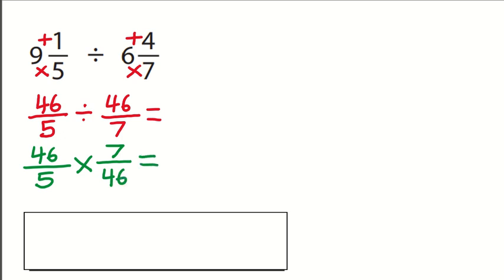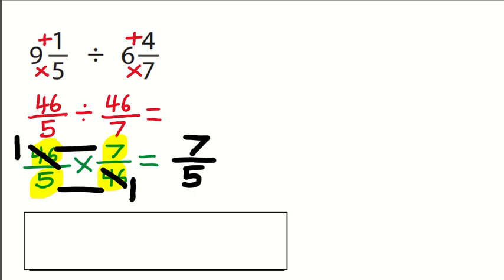Now, let's look at our diagonals. What is the biggest number that goes into 5 and 7? Well, the biggest number is 1, so that's not going to help us. Let's look at our other diagonals. What is the biggest number that goes into 46 and 46? Well, we know that answer is going to be 46. 46 goes into itself once, and once again down here. Now we can go ahead and multiply across the top. 1 times 7 is 7, and across the bottom, 5 times 1 is 5.